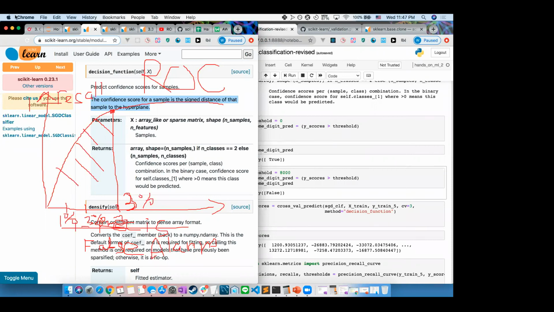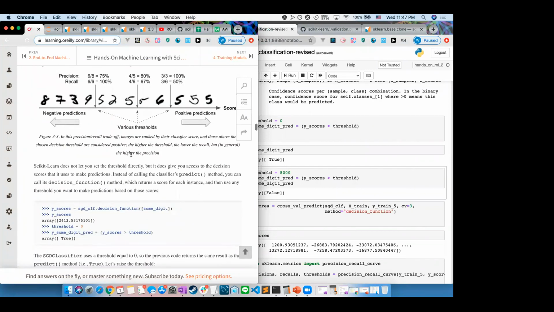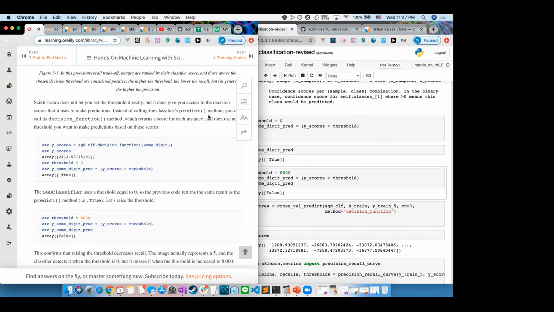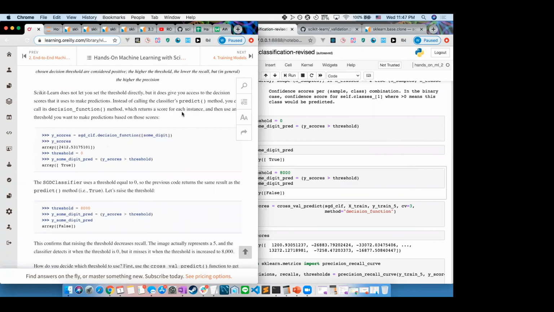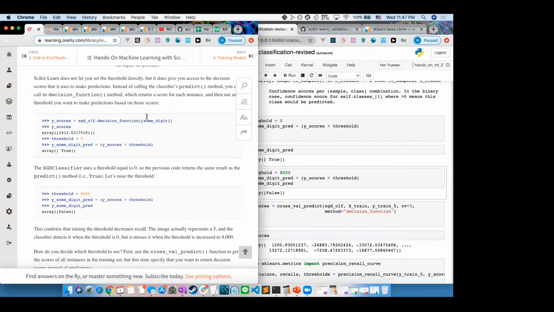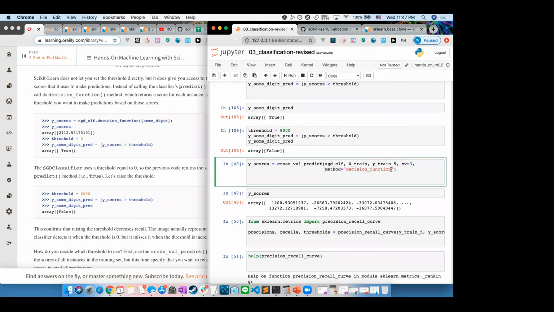Okay, let's keep going. Let me erase that then. Clear. Okay. So Scikit-Learn does not let you set the threshold directly, but it does give you access to decision scores, and that's what we were looking at, the 8,000, that it uses to make predictions. Instead of calling the classifier's predict method, you can call its decision function method, which returns a score for each instance, and then use any threshold you want to make predictions based on these scores. That's what we have here, and we specify that here.